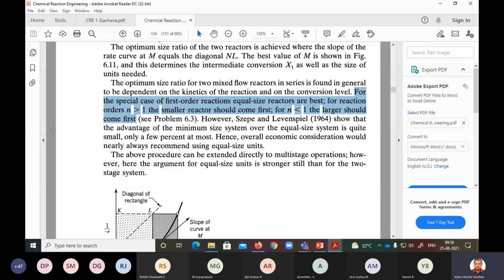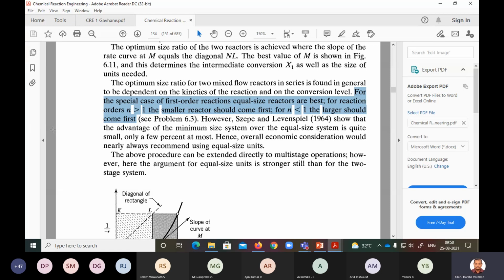Now you know which reactor to put first and which second. A graphical way you can also find out. But how do you explain this? That is the biggest question. How can you give the justification for an order greater than 1, why a small reactor should come first? From the experiment or from problems, you can find out that definitely the volume of the first reactor should be smaller when the order is greater than 1.